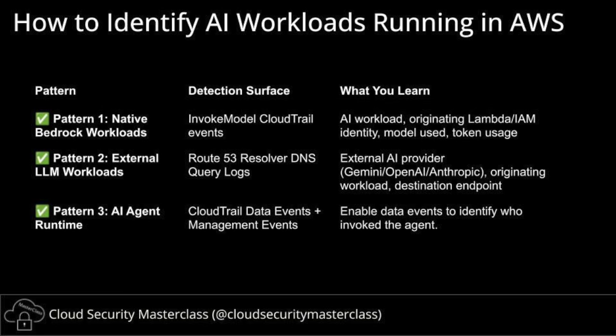Across these three demos, we have now seen three completely different ways that organizations are building AI applications on AWS. And more importantly, we have seen that each one leaves behind a completely different forensic trail. As AI adoption continues to accelerate, one of the first responsibilities of cloud security teams is not deploying guardrails. It's building an accurate inventory of AI workloads. Because before you can govern or secure AI, you first need to know where AI is running.